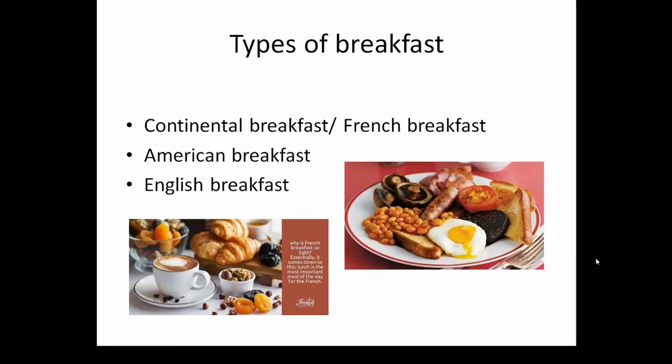What are the types of breakfast? There are 3 well-known types of breakfast. Continental breakfast, which is also called French breakfast. Remember that France is a continent for the English. American breakfast and English breakfast. So let's see something more about these types of breakfast.